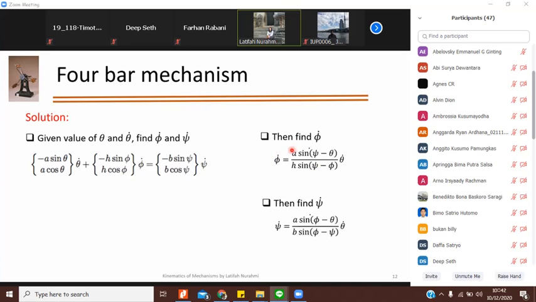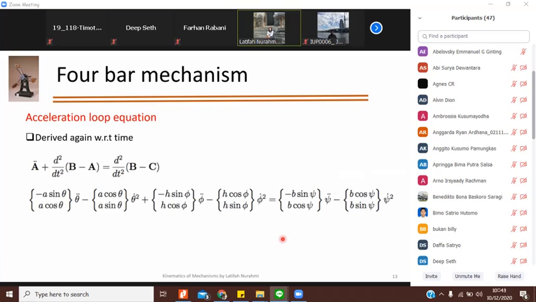And then again, here, knowing the value of the input theta dot and the coupler link angular velocity phi dot, find the output angular velocity psi dot. So you can do this right from the previous.